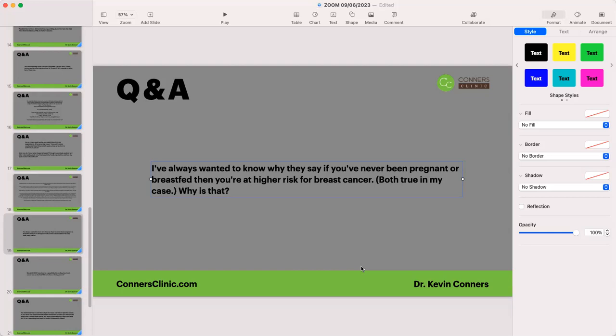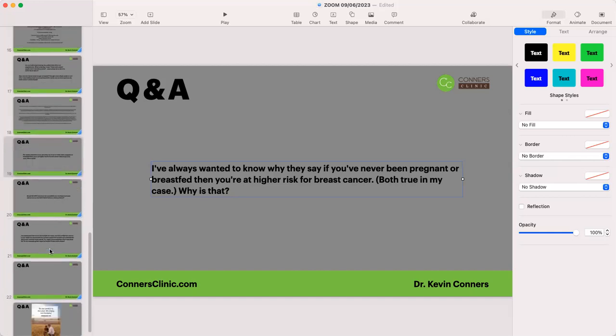So when you use the breast tissue and it's functioning the way it's supposed to function and creating milk, then you do have a lower risk of cancer.